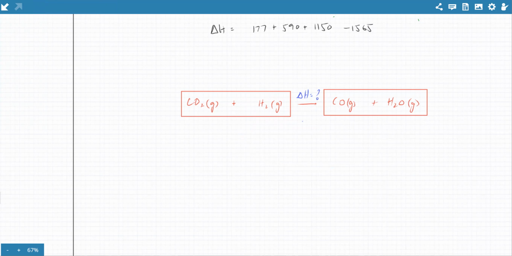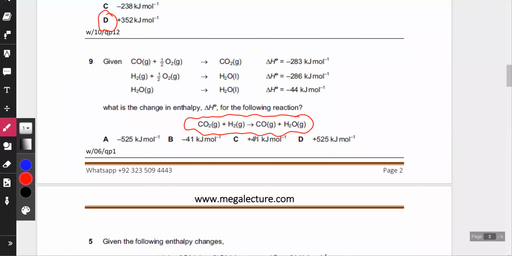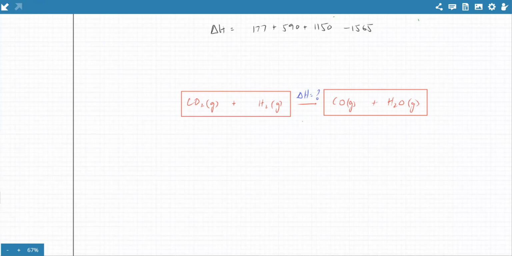Let's start with carbon monoxide changing into carbon dioxide. What is required? Minus 283 kilojoules, right? Changing carbon monoxide to carbon dioxide. So I'm going to go back and see that I have carbon monoxide over here. So why don't I change it into carbon dioxide and keep the H2O as it is? Both of them are gaseous, right?